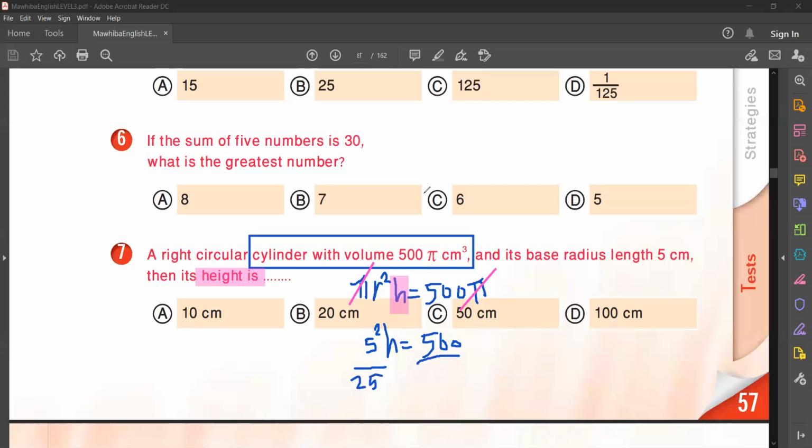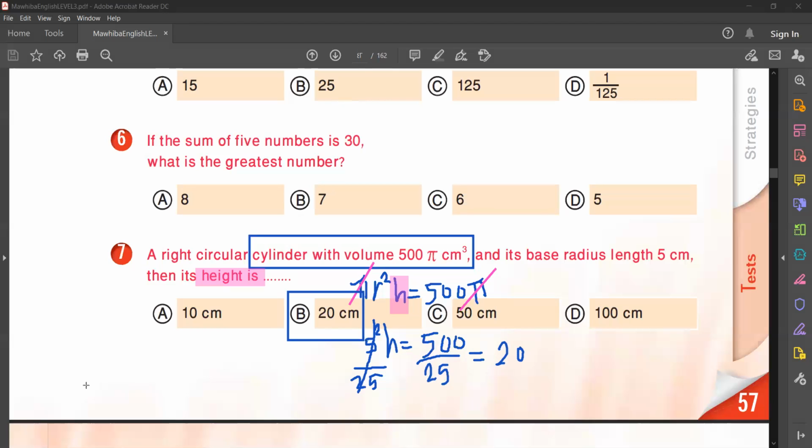Also another way, divided also by 25. We put here 0, and here 0. Divided also by 25. So you simplify it. Then 525 divided by 25, it is what? It is 20. So the answer is number B. Do you understand, my student?